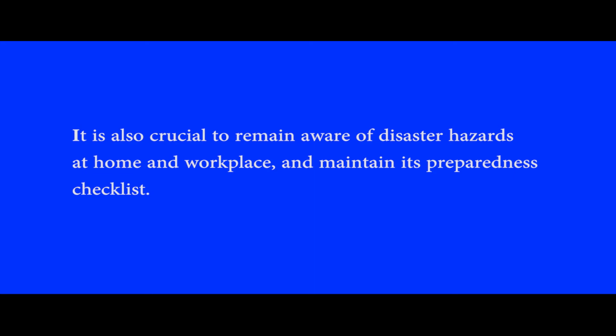And it is also crucial to remain aware of the disaster and the hazards at home which might take place, and to maintain its preparedness checklist. For example, what are the things we can do to keep the hazards away and not let it cause disaster at home? Number one, we can move large, heavy objects to a lower shelf. We should not be hanging pictures and mirrors near the beds or near the sofa where we are sitting. We need to fasten our shelves, the showcases, the cupboards securely. We need to brace the overhead light fixtures and fix them properly. We need to properly strap the water heater or geysers to the walls. So these are some of the simple examples that can reduce home and workplace hazards.